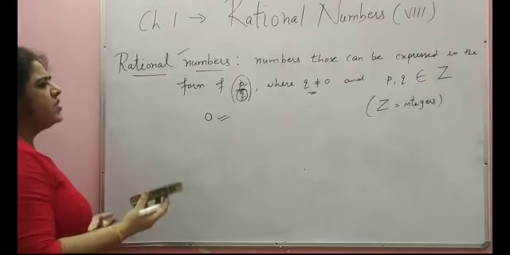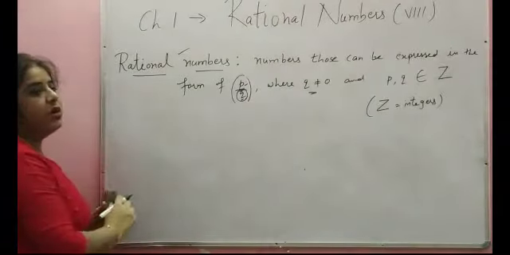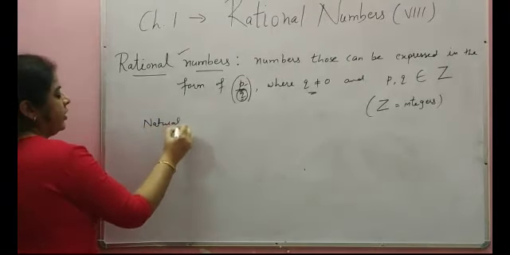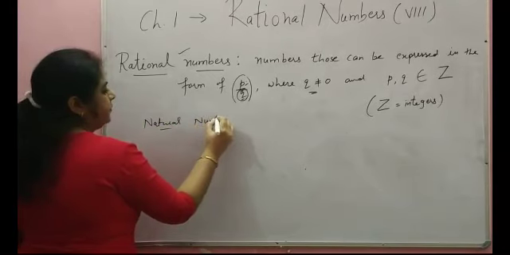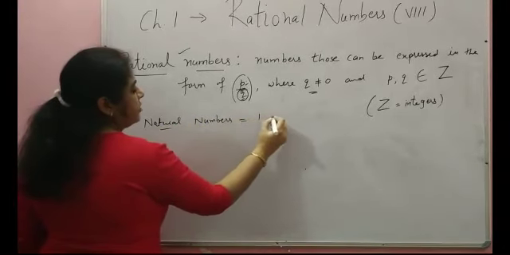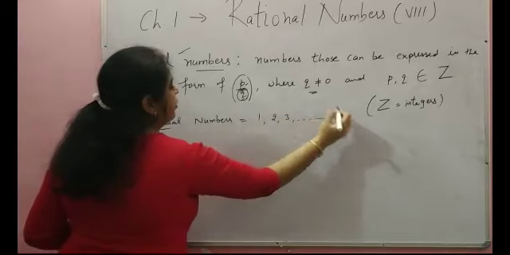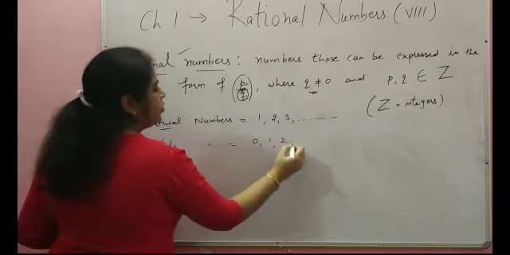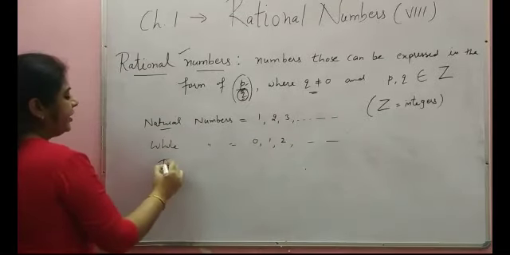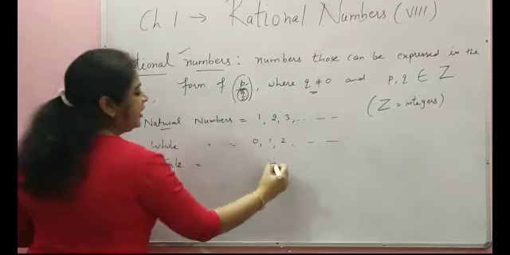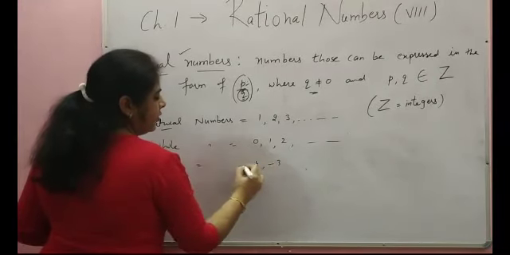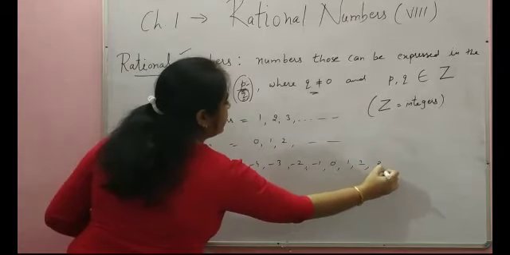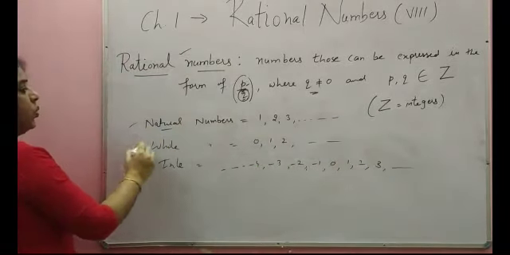Now we will discuss some results based on rational numbers. We know the natural numbers. What are the natural numbers? 1, 2, 3 and so on. What are the whole numbers? 0, 1, 2, 3 and so on. What are the integers? Negatives, positives and 0. These are the natural numbers, wholes and integers.